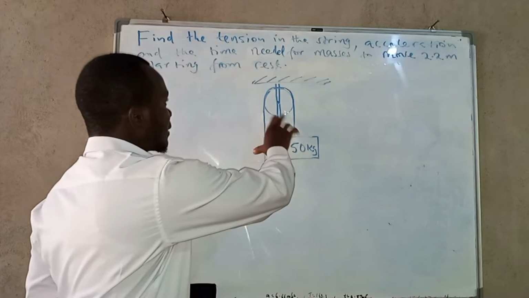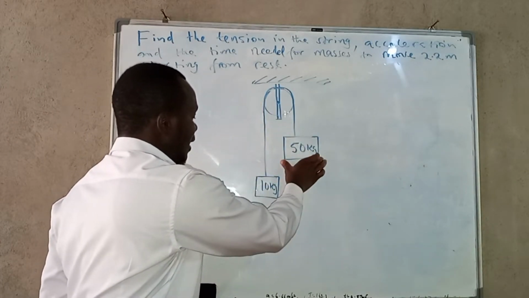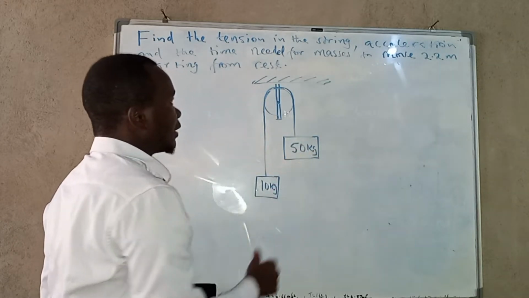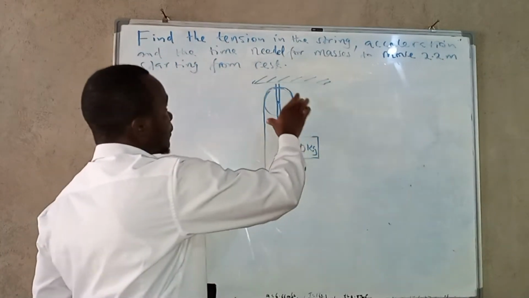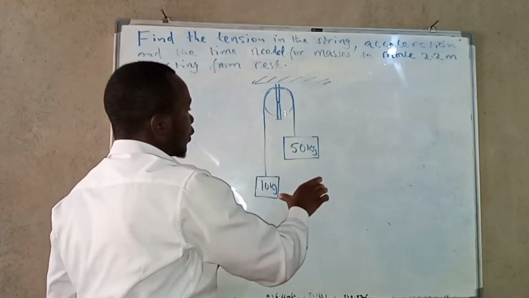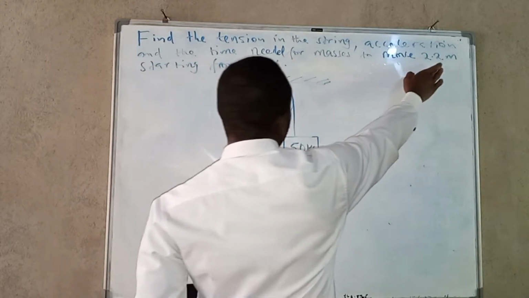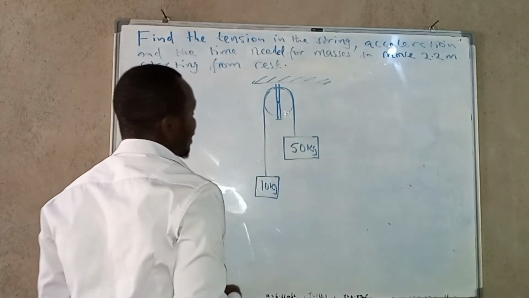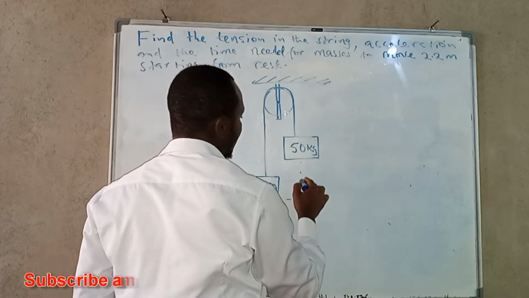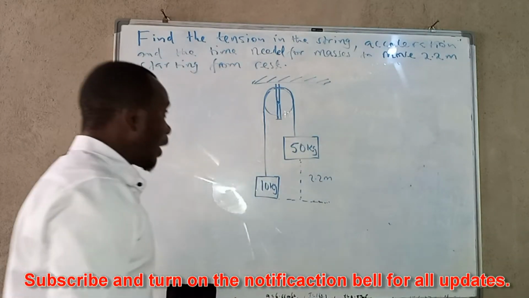So we have been given this pulley having two masses, this one 10 kg and the other one 50 kg. Now we are told to find the tension in the cable, or in the string, and also the acceleration as the masses move 2.2 meters from rest. So covering some distance. This is the initial position.